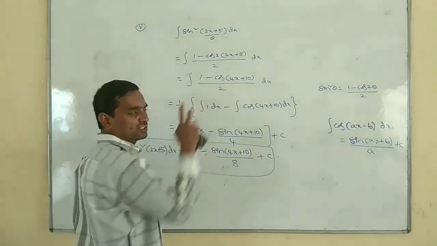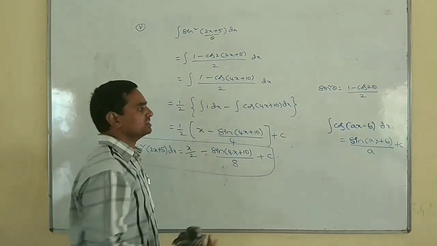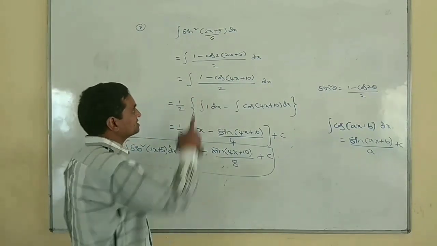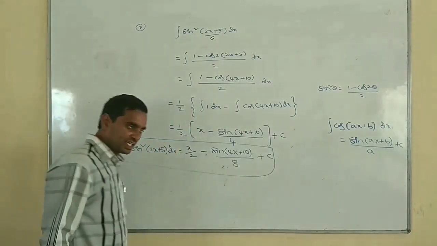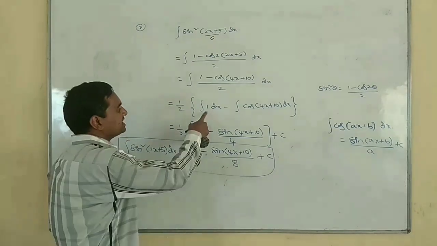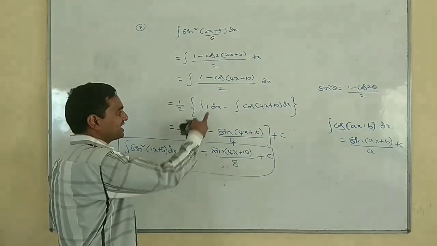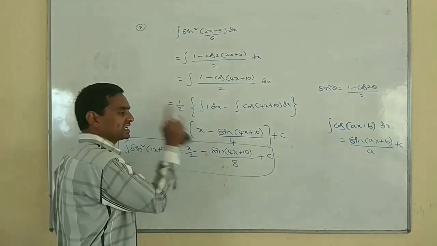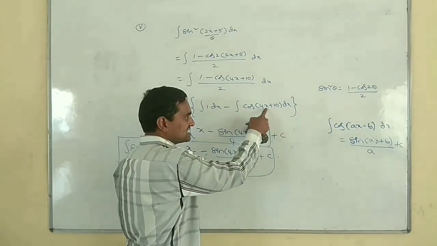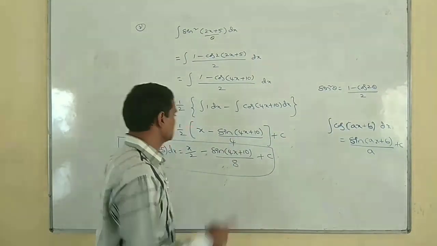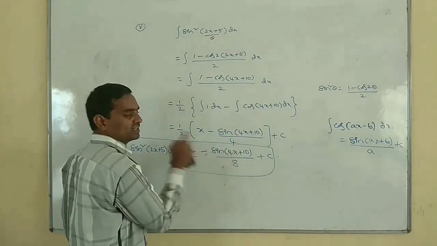Here in the numerator there are 2 terms, one term 1 and the second term cos of 4x plus 10. Separately we can apply the integration: integration of 1 dx minus integration of cos of 4x plus 10 dx, with 1 by 2 as it is. Integration of 1 dx is in basic formula, so it is x with respect to x. Minus cos integration is sin as it is, divided by the x coefficient in the denominator. So 1 by 2 into x, minus sin of 4x plus 10 by 2 into 4, that is 8.